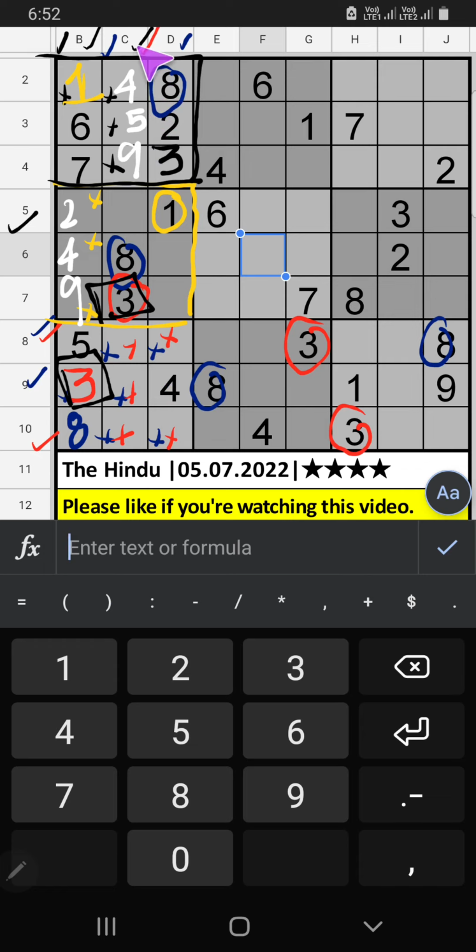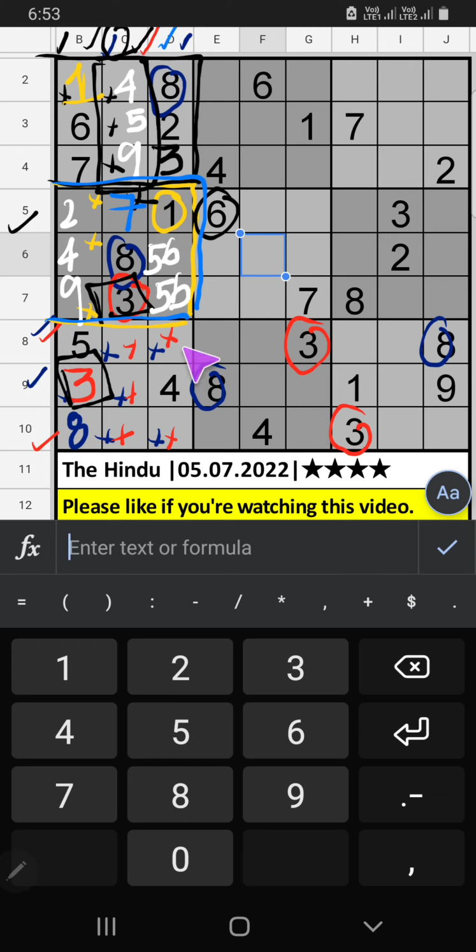Fifth row, column C, we have 5 and 6. So 5 and 6 can't come in these cells. It will come in one of the 2 cells. We will confirm later. Fourth grid, only one number is remaining, 7. 7 is confirmed here.